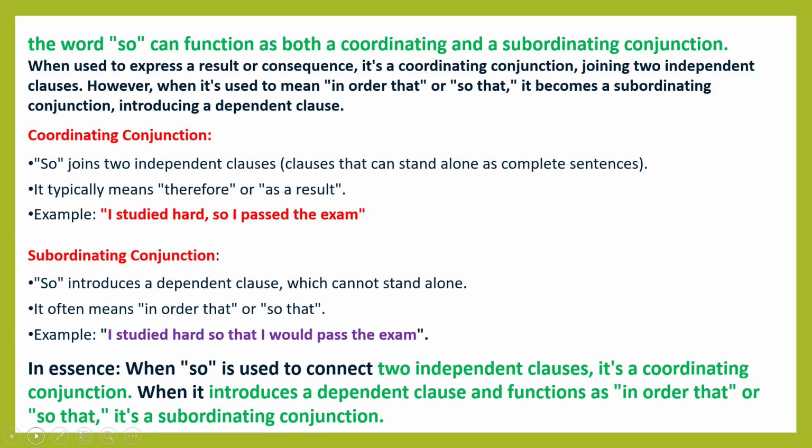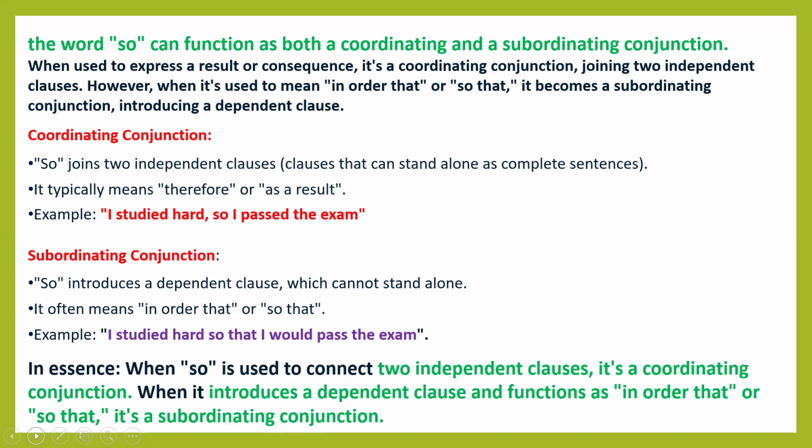I studied hard, so I passed the exam. I studied hard, independent clause. I passed the exam, independent clause. So here it shows the result, the consequence. It is a coordinative conjunction joining two independent clauses. Next example: I studied hard so that I would pass the exam. In this case, the meaning is so that.